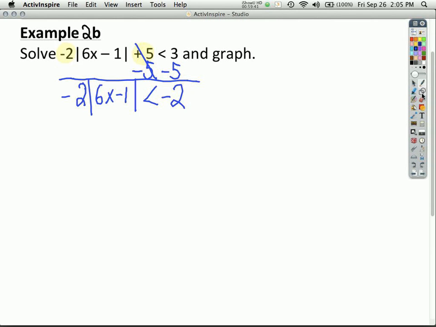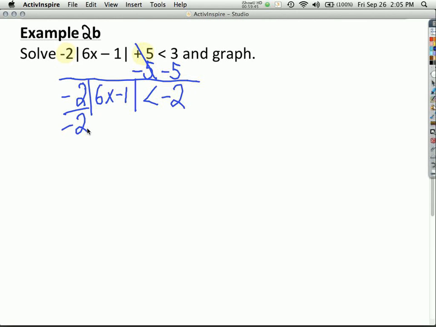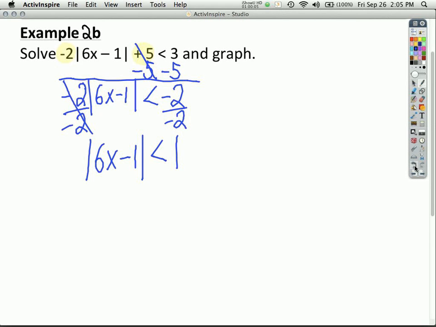To get rid of that negative 2, we divide both sides by negative 2. This disappears, and we now have absolute value of 6x minus 1 is less than 1, except, what did we just do? Marcus? You divide both sides by negative 2, so you have to flip the symbol. Yeah, we have to flip the symbol.